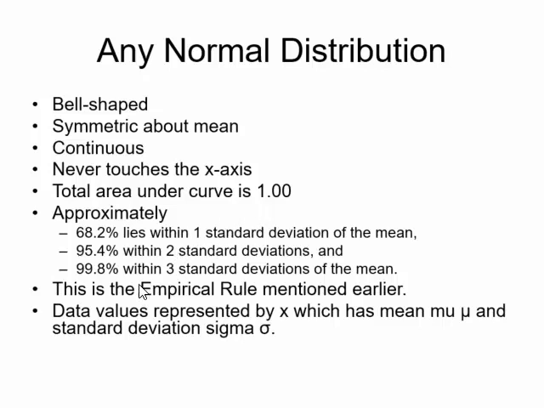If you look at the standard deviation, 68.2% lies within one standard deviation of the mean. 95.4% lies within 2 standard deviations, and 99.8% lies within 3 standard deviations. This is the empirical rule that is mentioned earlier. Okay, and the data value is represented by x, which has the mean. The symbol is mu. Okay, here is my mouse. This is the mean, mu. Okay, and the standard deviation is sigma. This is the sigma.